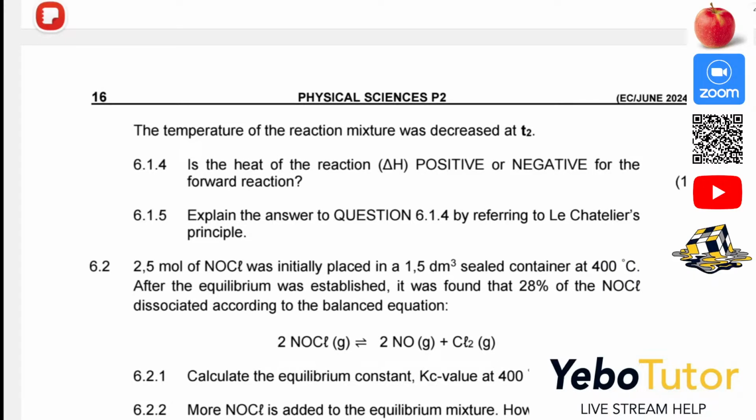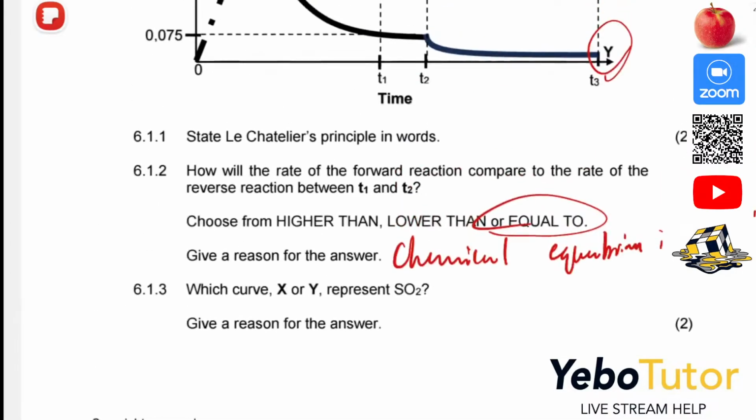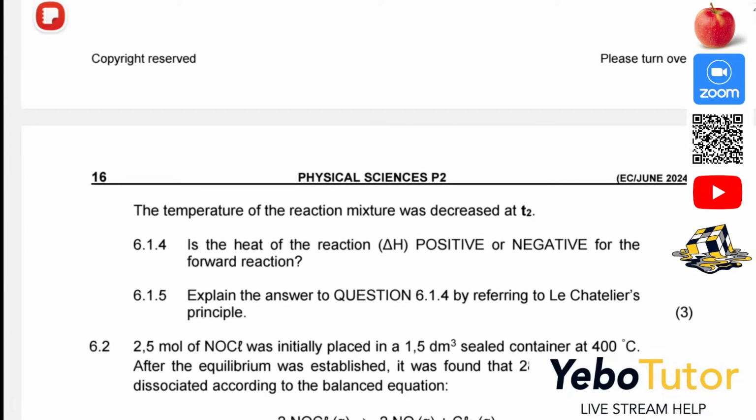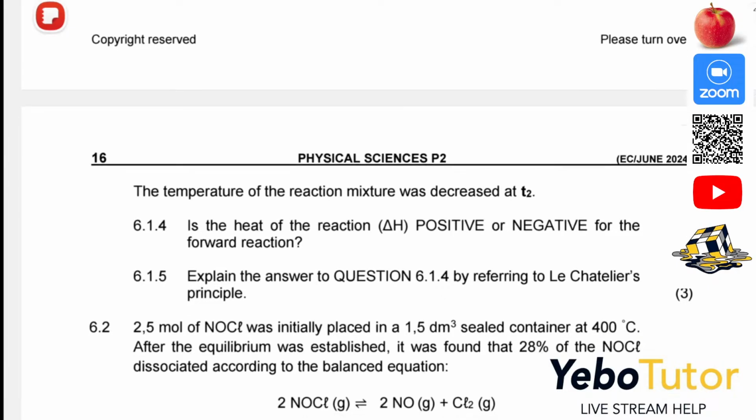6.1.4. Now, the temperature of the reaction mixture was decreased at T2. Okay. Now, is the heat of the reaction positive or negative for the forward reaction? It's negative. How can it be positive when it's been decreased? Explain the answer by referring to Le Chatelier's principle. We know that one thing which is very sure, it's negative because the concentration of this SO3 increased. Okay, so we can see that.